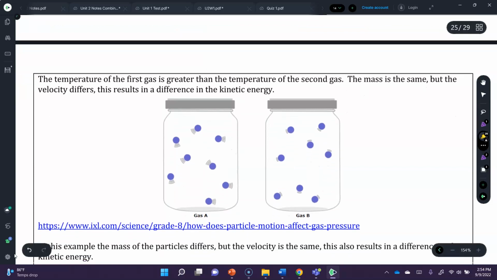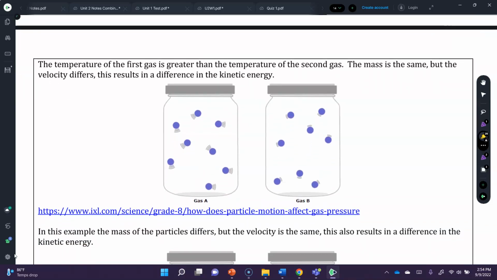The temperature of the first gas here is greater because you see more wiggles. You could also draw these with longer arrows, which is how I would draw them, showing that it's going that way really fast versus maybe this one not going so fast. So the temperature of the first gas is greater than the temperature of the second gas.